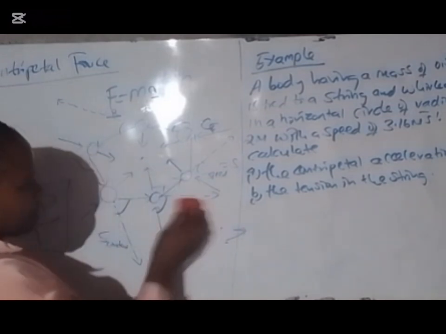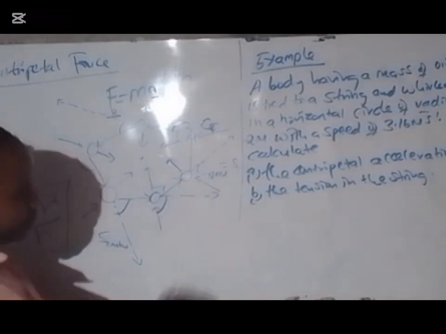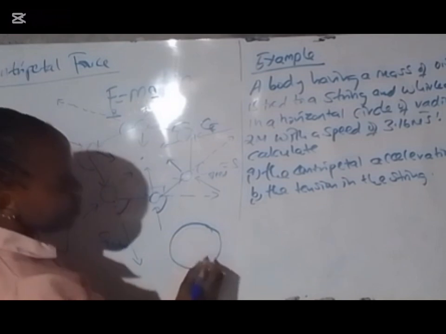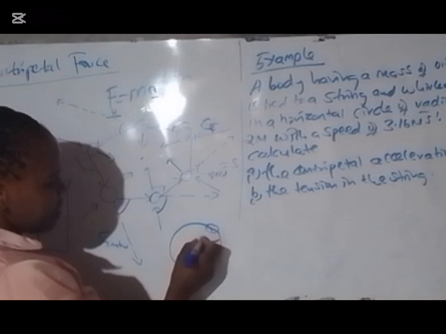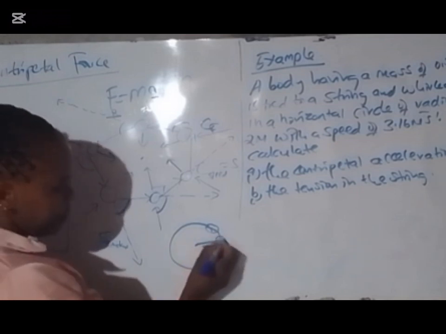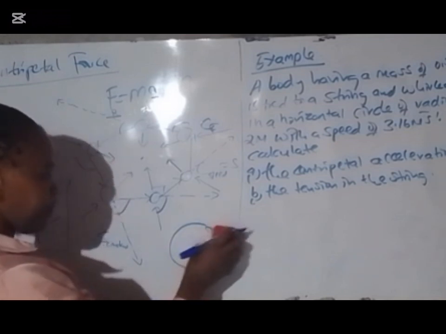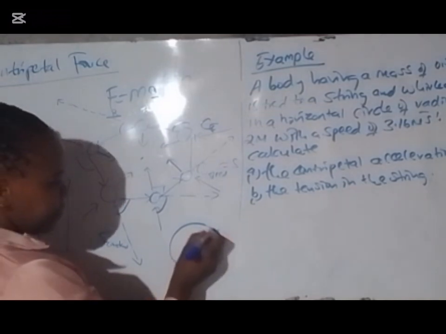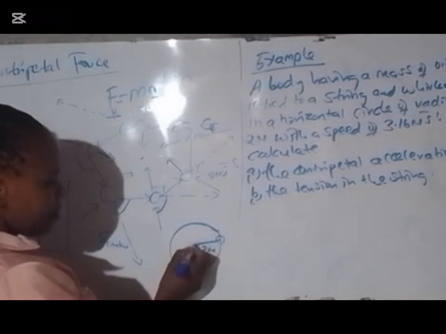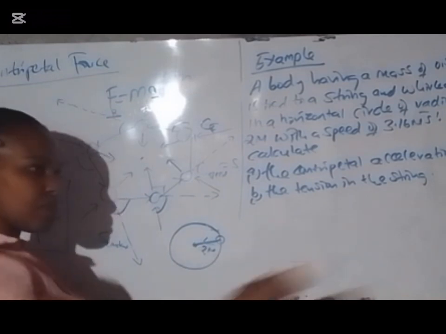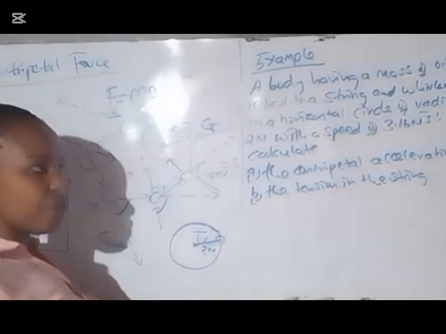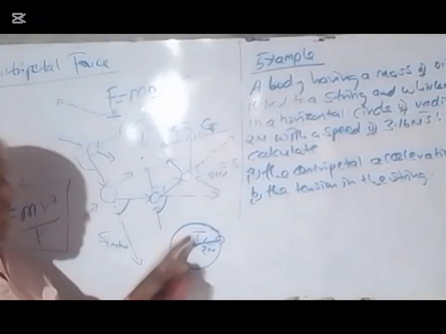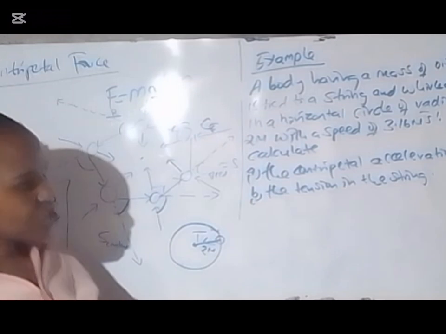So this is a body moving on a circular path. I want to draw it here. The radius is 2 meters, and it is being pulled to the center by the string. So the string is being pulled towards the center, and that is what we call the tension. The tension is the force that is pulling the string. So what is the tension in that string, and what is the centripetal acceleration?